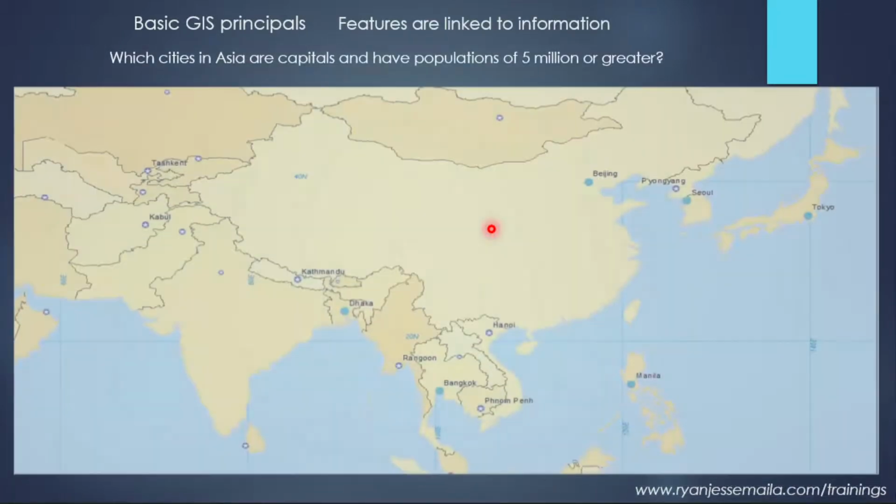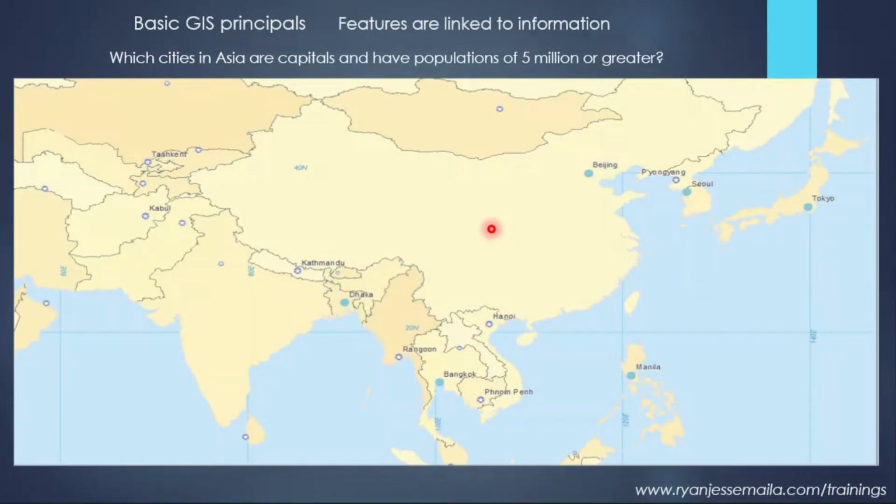Here is another example. Which cities in Asia are capitals and have populations of 5 million or greater? So you ask these questions, or queries, in the attribute table, and then you find they'll be selected, and you can see that these cities have a population of 5 million and greater. So this is population distribution. Now you've got an attribute table that has population distribution.